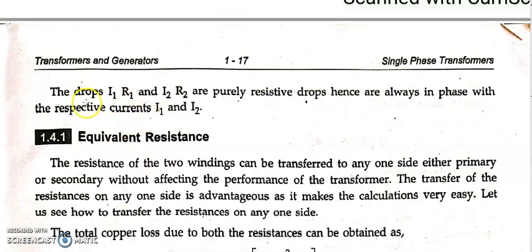Like I already told you, I1 R1 as well as I2 R2 are purely resistive drops, since we have considered only resistance here, no reactance. So these are your resistance drops. They are always in phase with the respective currents, because we know that voltage and current lie in the same phase when there is a pure resistance.